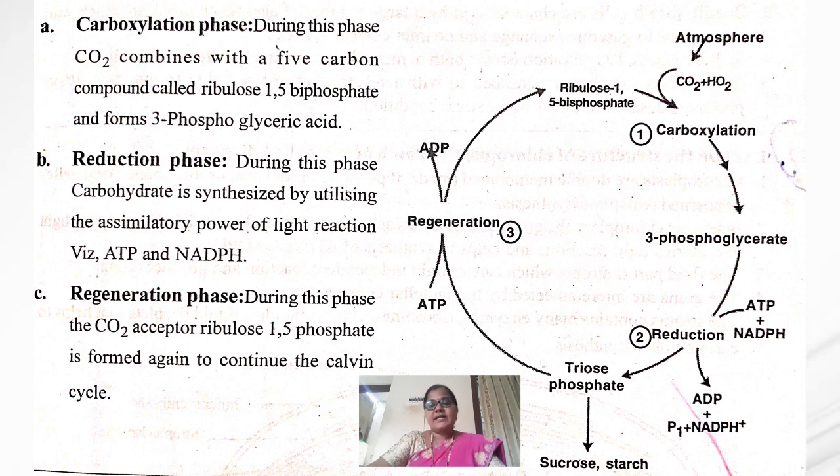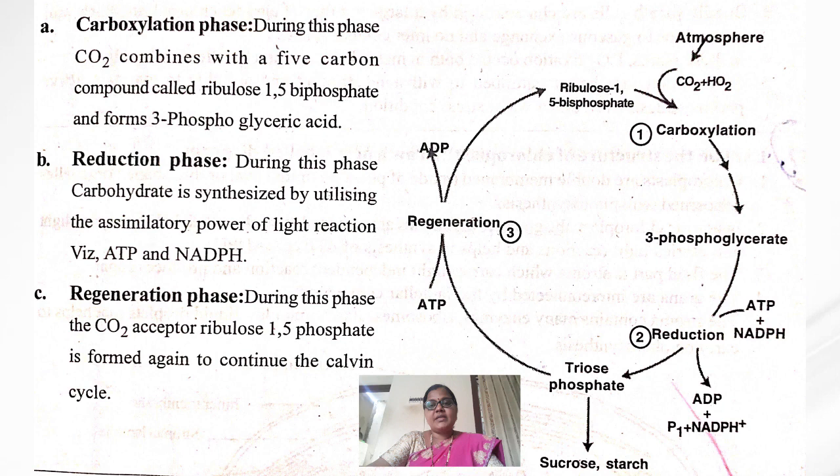And next one is the regeneration phase. In this regeneration phase, the carbon dioxide acceptor, ribulose 1,5 bisphosphate, is formed again to continue the Calvin cycle.